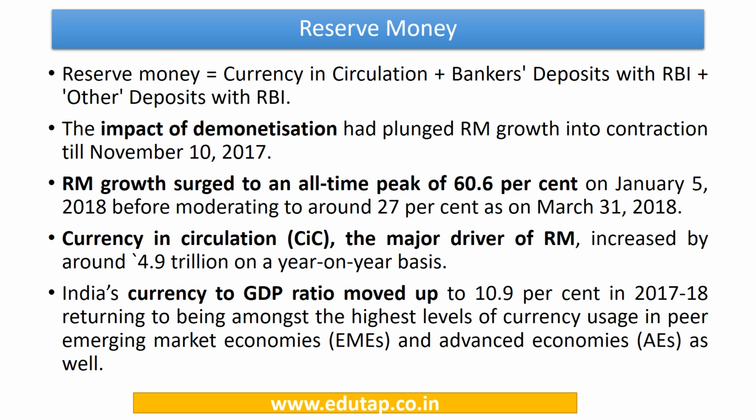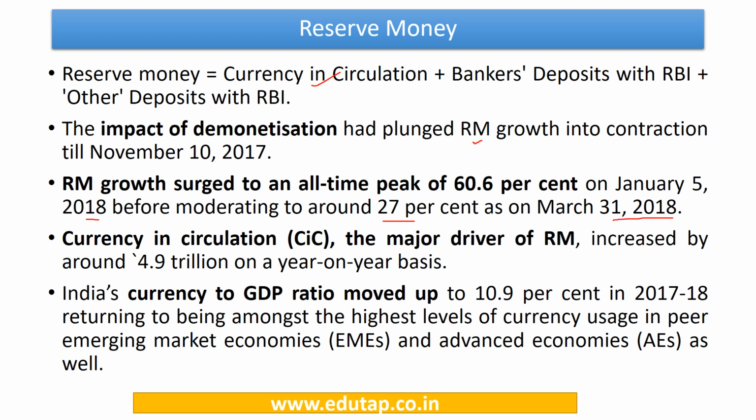Now if you talk about the reserve money, reserve money is the currency in circulation plus the bankers' deposits with RBI and the other deposits with the RBI. So this is the reserve money or the base money of the economy. Demonetization had negatively impacted the growth in reserve money, because the currency in circulation component was impacted negatively, but this reserve money component surged to an all-time peak of 60.6% on January 5, 2018, and it moderated to around 27% as on 31st March 2018.